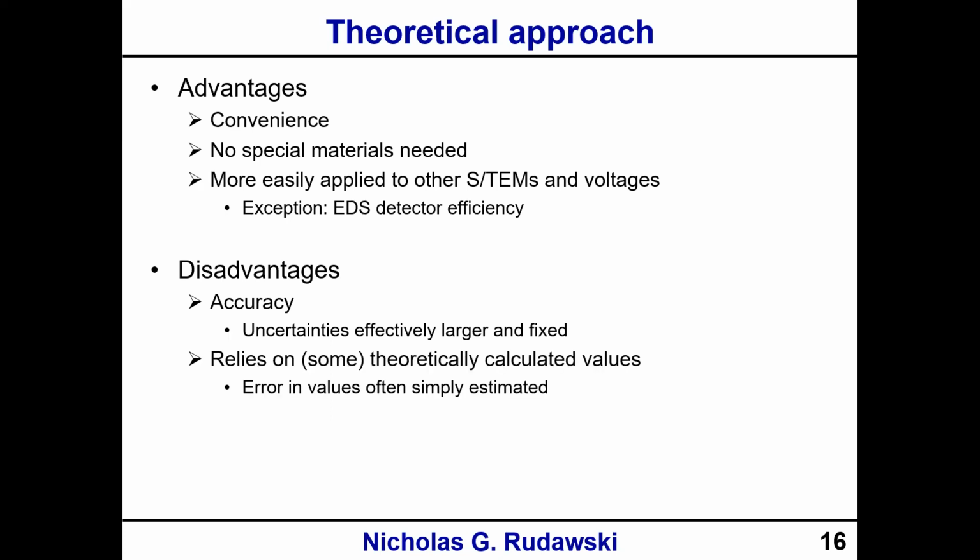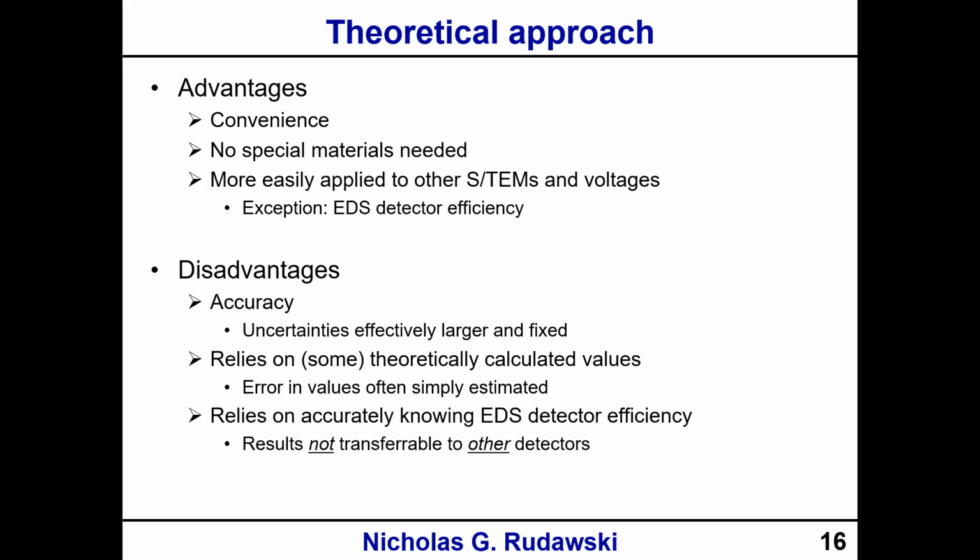Again, we're relying on theoretically calculated values in some instances. Some of the data is not theoretically calculated, okay? Like the fluorescence yields, there's data available on that. Even that, though, you can question how it's collected. You can question its accuracy. But again, some of it, like the ionization cross sections in particular, those are basically theoretically calculated, okay? So again, we're usually just estimating error for those.